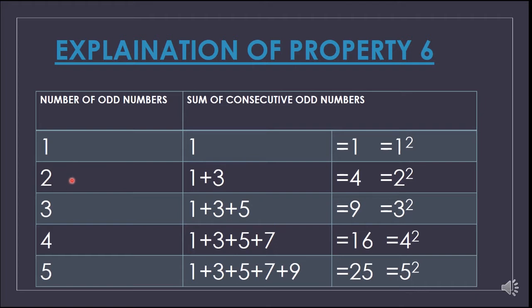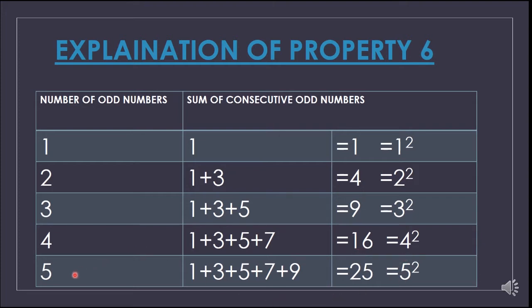When you take two odd natural numbers, that is 1 and 3, their sum is equal to 4, which is equal to 2 square. If we take three odd natural numbers, that are 1 plus 3 plus 5, their sum is 9, which is equal to 3 square. If we take four odd natural numbers, their sum can be written as 1 plus 3 plus 5 plus 7, which is equal to 16 and is equal to 4 square.